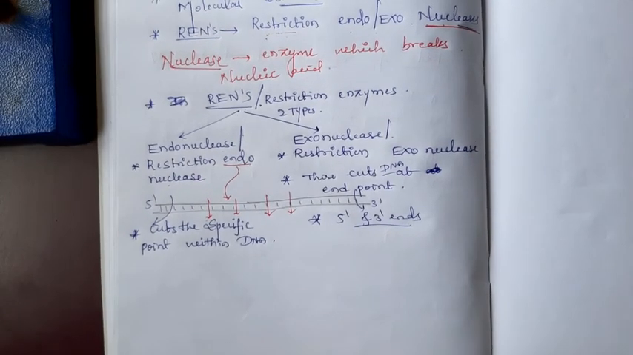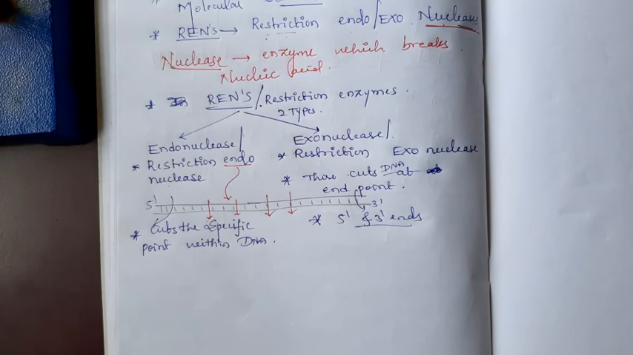This is the difference between restriction enzymes. In the restriction enzymes, there are two types, endonuclease and the exonucleases. Endo in the sense inside. This is the enzyme which cuts the DNA exactly in the middle at specific points, or we can say it cuts the DNA within the sequence, while the exonucleases cut the DNA ends. 5' and 3' ends will be cut by the exonucleases.